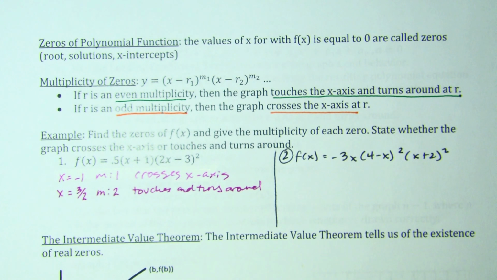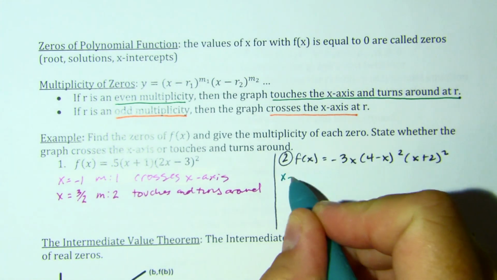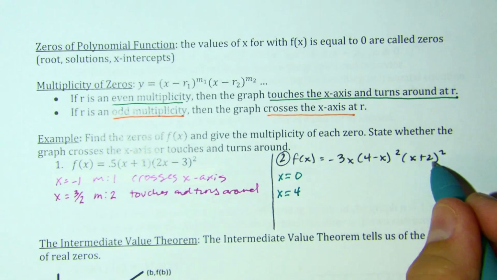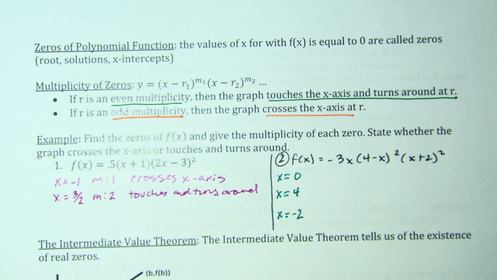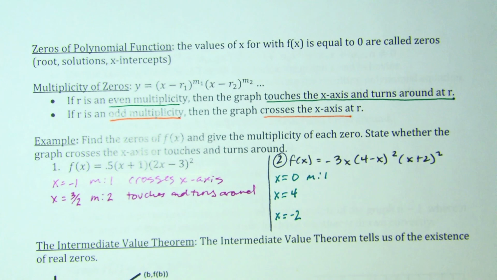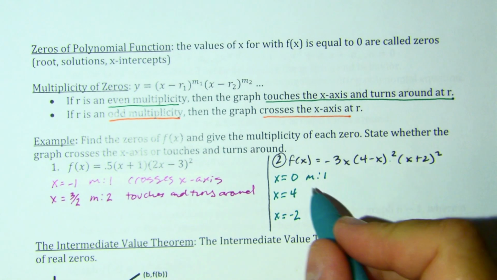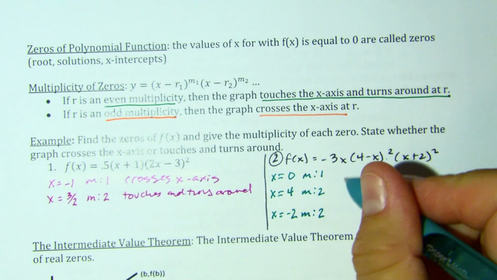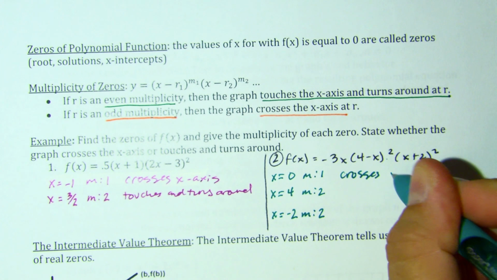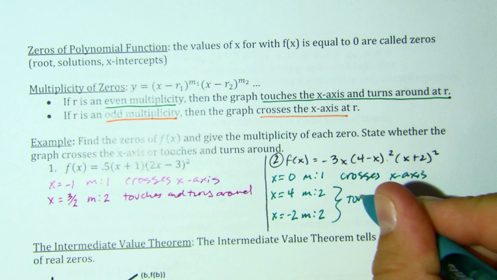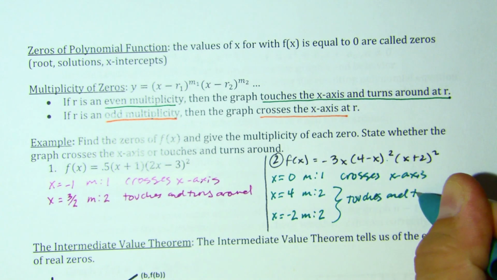In the next example, we have f of x equals -3x, so that gives me a root of 0. 4 minus x, that gives me x equals 4. And then x plus 2 gives me x equals -2. And then we can go ahead and state their multiplicity. There's only one copy of 0, so the multiplicity is 1. And both of these have a multiplicity of 2. Again, if you have an odd multiplicity, that means it crosses the x-axis. If you have an even multiplicity, that means it touches and turns around.